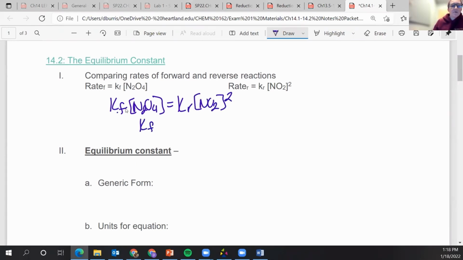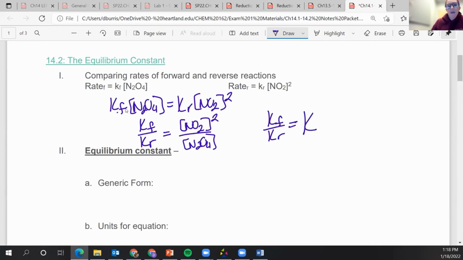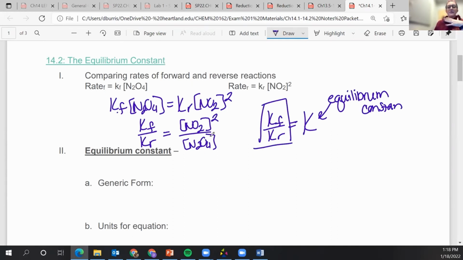So if I'm going to try to get a ratio of these, Kf to Kr equals the concentration of NO2 squared over N2O4. And what this is called when I am getting a ratio of the rates is big K, which is the equilibrium constant. Each reaction that is reversible has an equilibrium constant. When they're at equilibrium, it's actually a comparison of the concentrations. So every reversible reaction has one.